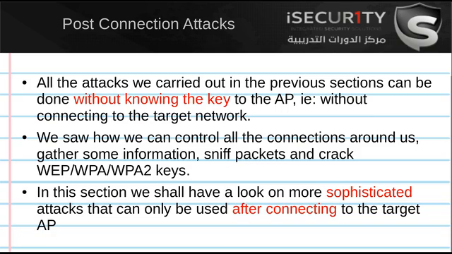So now, in this section, we're going to talk about attacks that we can carry out after connecting to the target access point. These attacks are going to be more powerful, more sophisticated. We're going to be able to get more information about the clients. We're going to be able to read the packets, even if the network uses WPA2, WPA, or WEP, because we have the key. We're going to talk about man-in-the-middle attacks, ARP spoofing, DNS spoofing, hijacking HTTP sessions, and bypassing HTTPS. All that good stuff, we're going to talk about it.